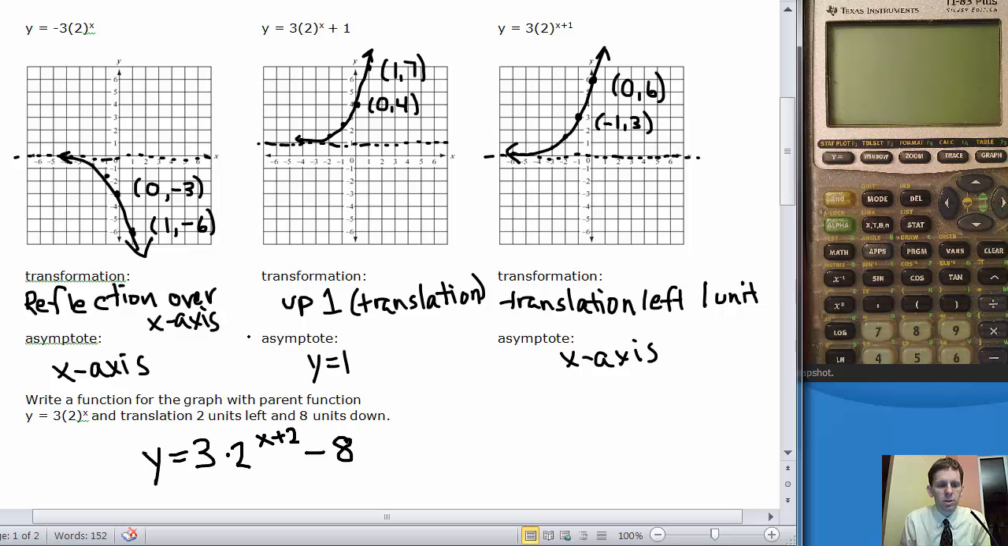So here's your equation. Notice if we're moving to the left 2, we group our exponent with this x plus 2. So a left translation, you're going to have x plus something. 8 units down means on the outside you're going to write minus 8, and there's your function.